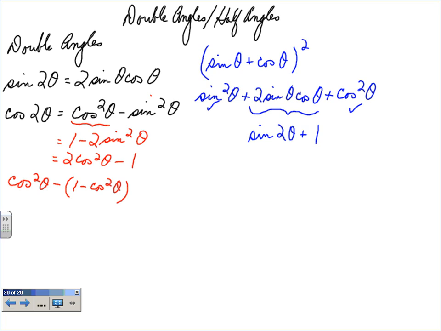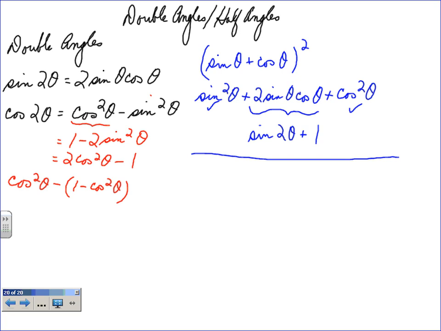So as you're doing these problems, sometimes rearranging, maybe sine squared theta plus cosine squared theta, maybe you could put those next to each other to see that that's the Pythagorean identity.